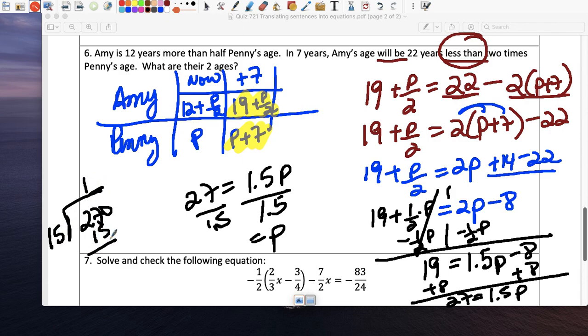All right. Yeah, look at that. I was right. P equals 18. So Penny is 18. If you divide 18 by 2, you get 9, and 9 plus 12 makes Amy 19. Okay.